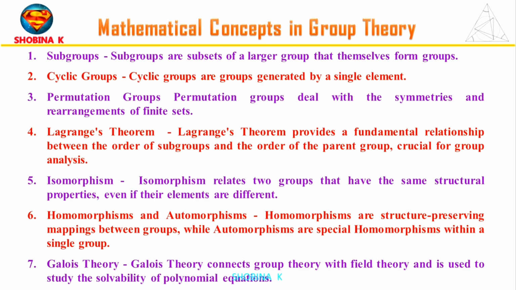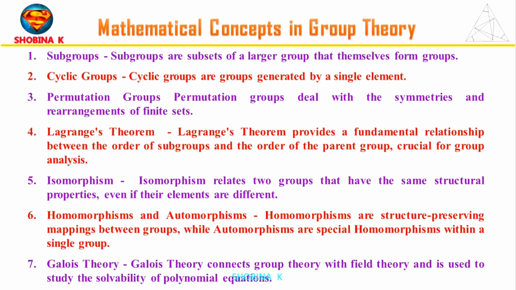And next, cyclic groups. Cyclic groups are groups generated by a single element. And they help in studying the algebraic structures which are relevant in group theory. Permutation groups deal with the symmetries and rearrangement of finite sets, as they are important in combinatorics and group theory. Lagrange's theorem. Lagrange's theorem provides a fundamental relationship between the order of subgroups and the order of the parent group, crucial for group analysis. Next, isomorphism. It relates two groups that have the same structural properties even if their elements are different. It's a way to establish group equivalence.